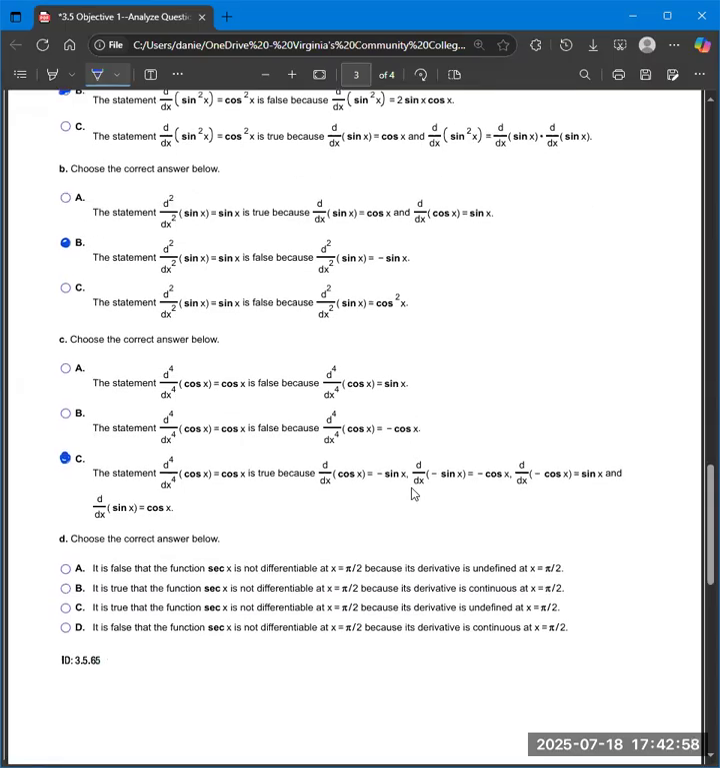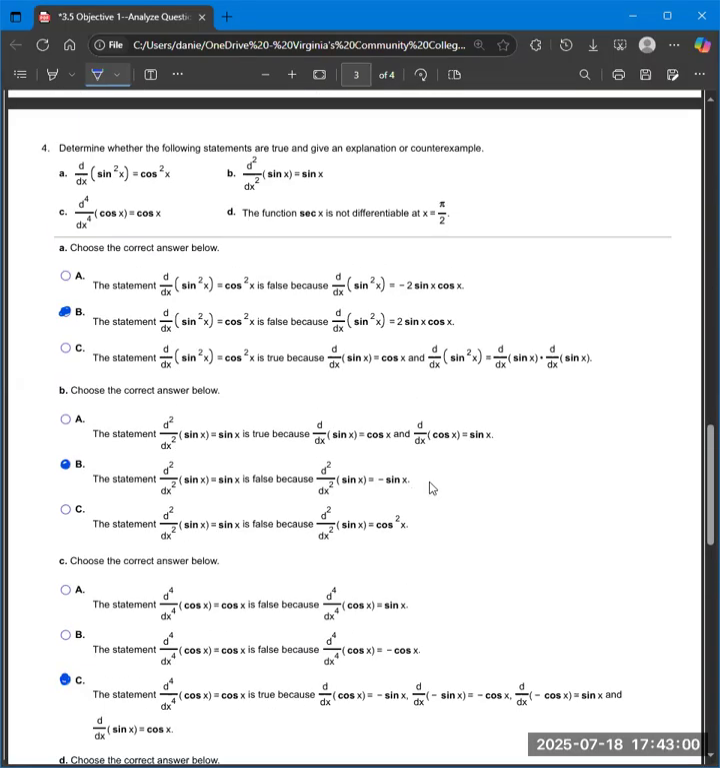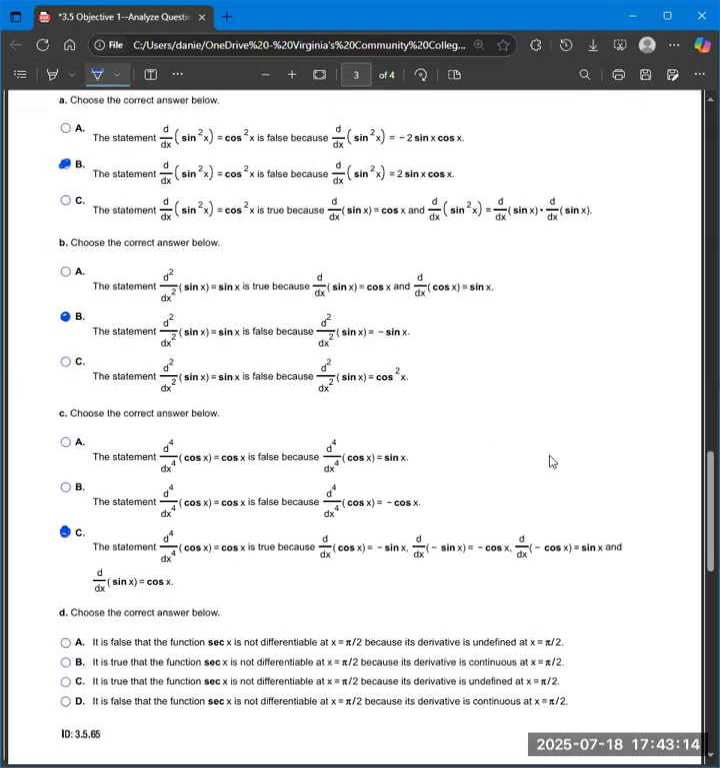All right, and then for part D, the function secant is not differentiable at pi over 2. Is that correct? Yes, because secant is not differentiable at pi over 2, because the derivative is undefined at x equals pi over 2. So that's C.